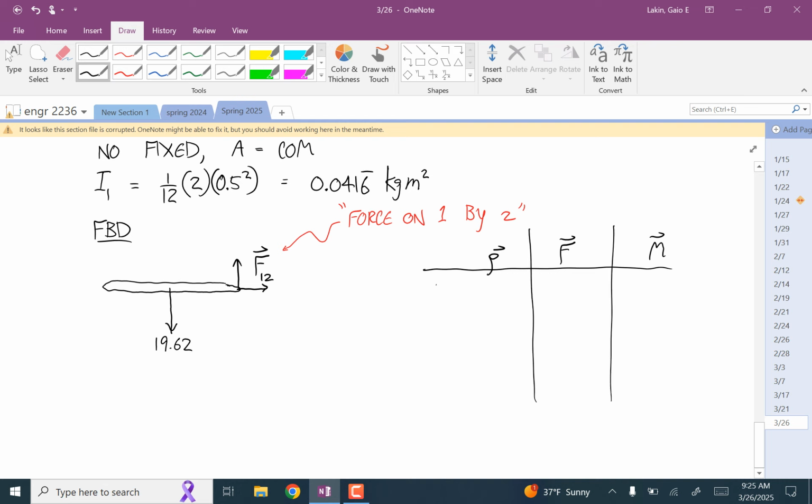The first force I'll do is the weight force. What's the vector from the about point to where the weight force is applied? 0, yep. And the force is 0, negative 19.62. And the cross product is 0.